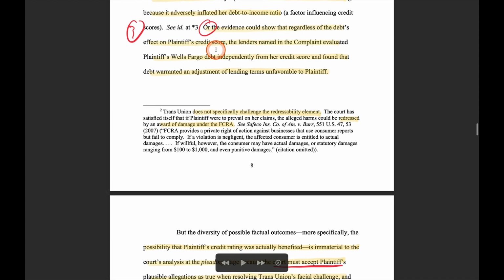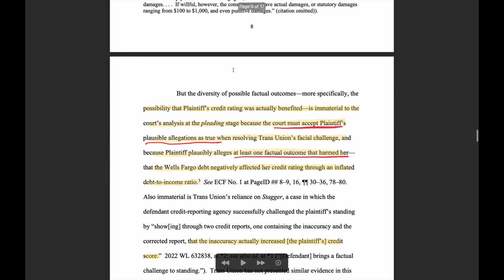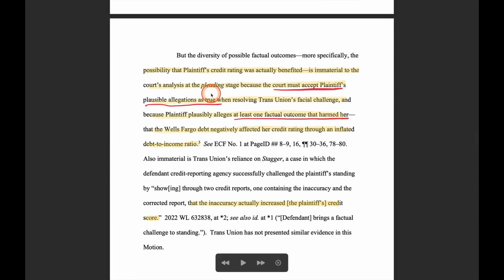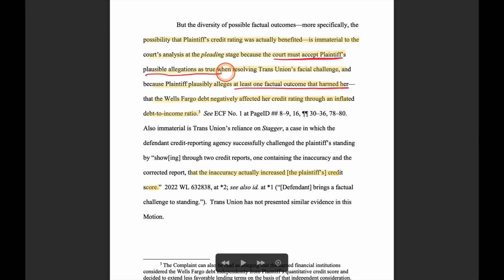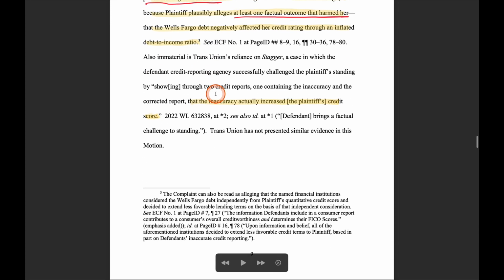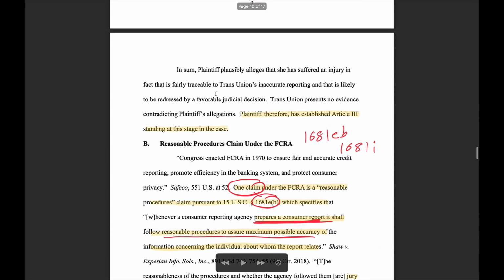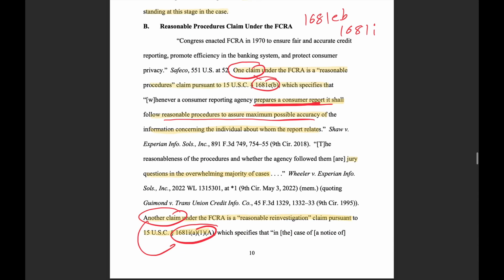It says, or the evidence could show, regardless of the effect on credit score, the lenders named, evaluated independently and found the debt warranted an adjustment of lending terms unfavorable. And so the court says, because there are these possibilities and they are plausible, then I must accept the plaintiff's allegations.